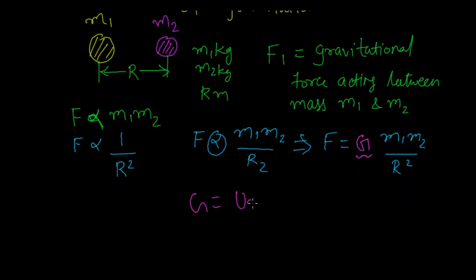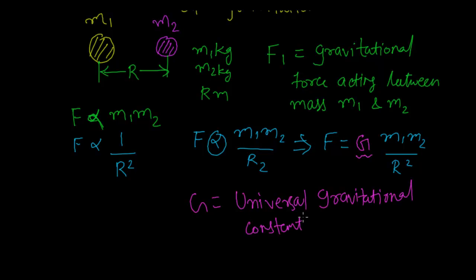G is a universal gravitational constant. So G is a universal gravitational constant. So basically F is equal to G into m1 m2 upon r square. This is the mathematical form of Newton's law of gravitation.